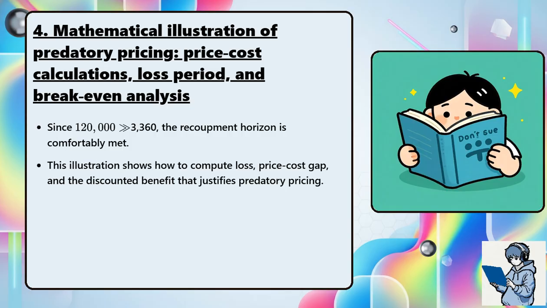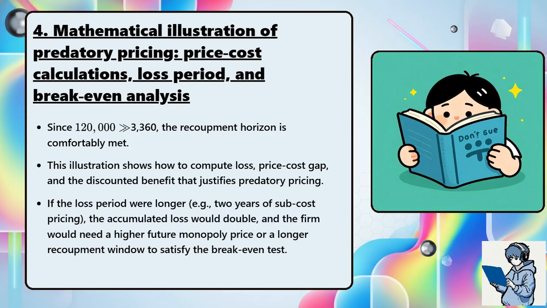This illustration shows how to compute loss, price-cost gap, and the discounted benefit that justifies predatory pricing. If the loss period were longer, for example, 2 years of sub-cost pricing, the accumulated loss would double, and the firm would need a higher future monopoly price or a longer recoupment window to satisfy the break-even test.